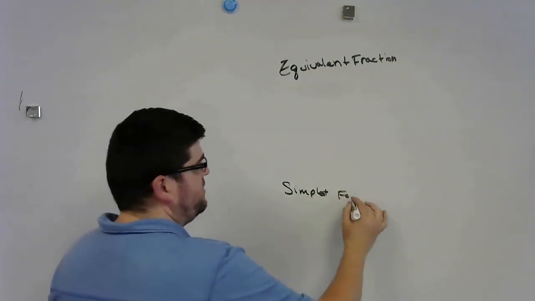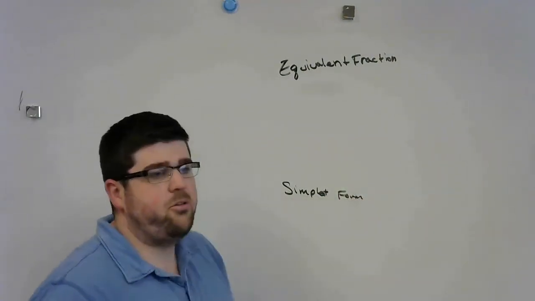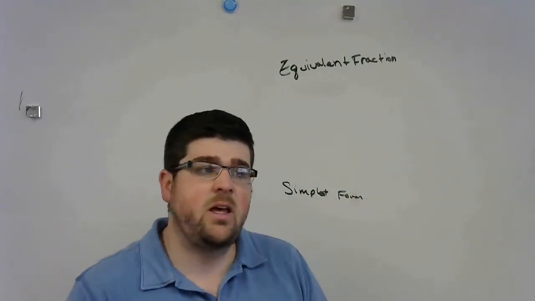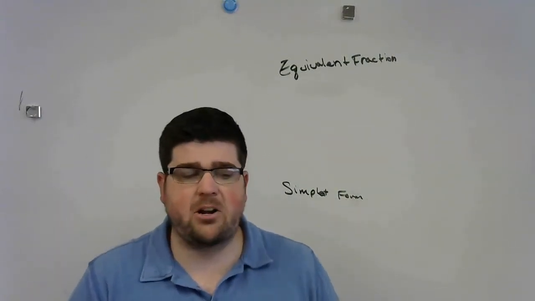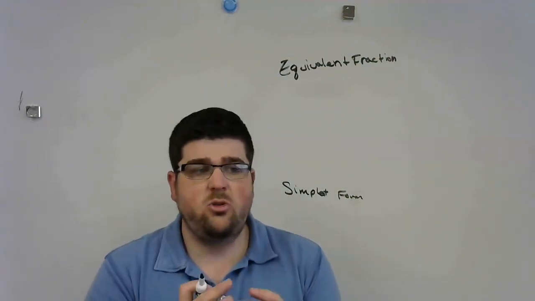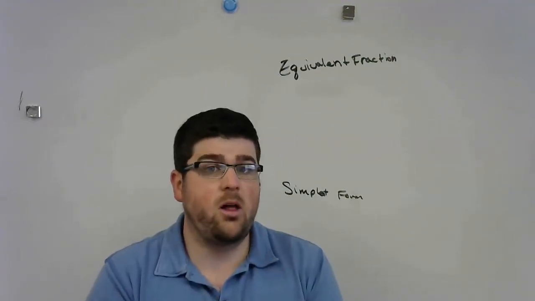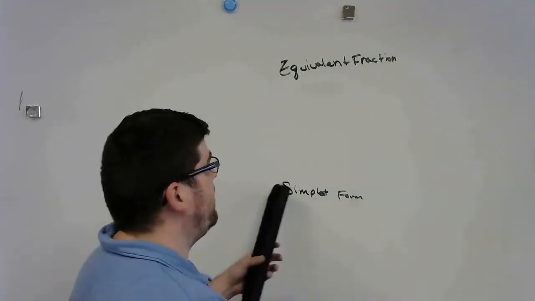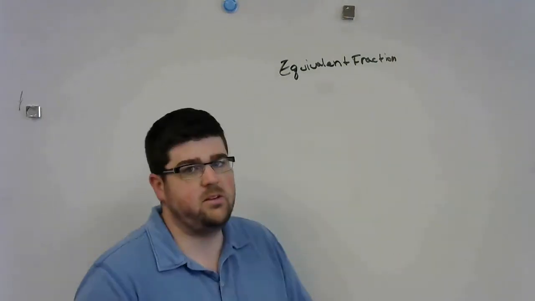In both of these, we're trying to find a fraction that is worth the same amount as the original fraction. We're trying to find a fraction that uses a different number of pieces to describe the same overall amount. So first off, let's just talk about equivalent fractions, because that one's actually quite a bit easier.